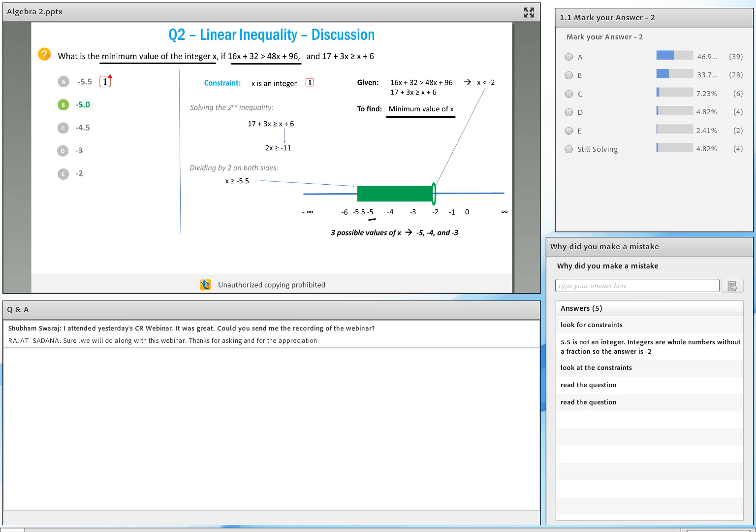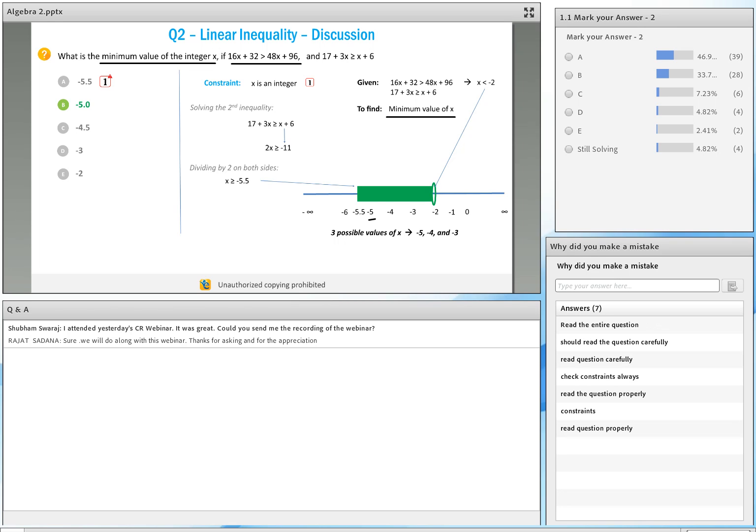Okay. So what did we learn from this question? Read the question stem carefully. Always check the constraints. Now, I'm going to go to the next question. The next question is very interesting, and doesn't require a whole lot of solving. So I hope you carry on these lessons to the next question.